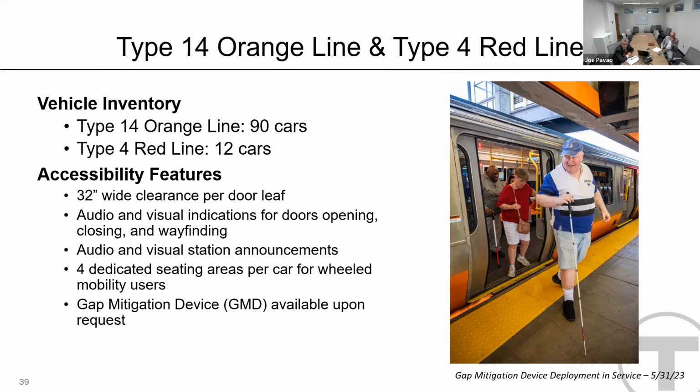Just a couple of features. These have 32-inch wide clearance doors. Each door leaf is 32 inches wide. The audio and video indication of the door openings, closings, and wayfinding. So we've got noise generators that are utilized. Audio and visual station announcements. 4 dedicated seating areas for passengers using wheeled mobility devices, and a gap mitigation device, which is available upon request, and that's located at the threshold of the door. Next slide.